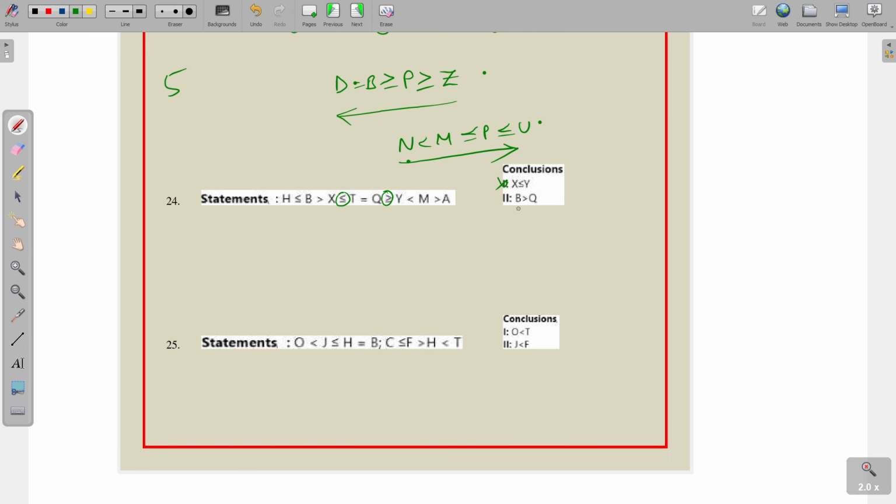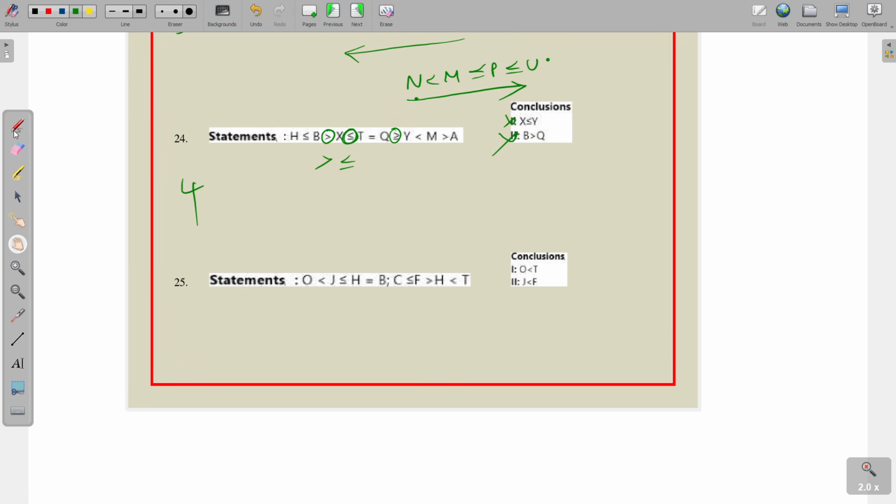Next, B greater than Q. So B here and Q here, here also two opposite signs. One is greater than, one is less than or equal to. Second one is also not follows. Fourth option, both does not follows. Next, see, O less than T. O here and T here. So O less than J, less than or equal to H, less than T. Okay. From O to T definitely follows.